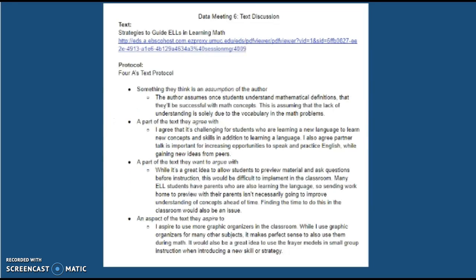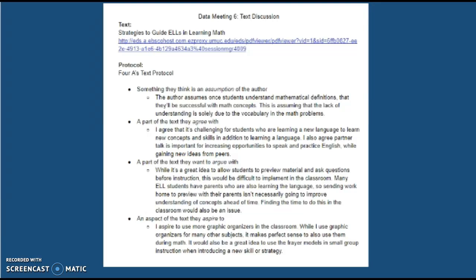Here for our text discussion, we decided to use the article titled Strategies to Guide ELLs in Learning and Math. ELLs have a hard time understanding the English language, period. So in math, it's the same thing. They have to read the math equations, understand the question being asked, and just overall understanding how to fully engage in math and complete the equations.